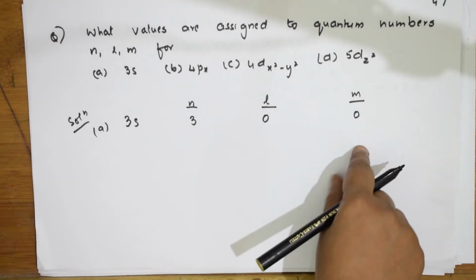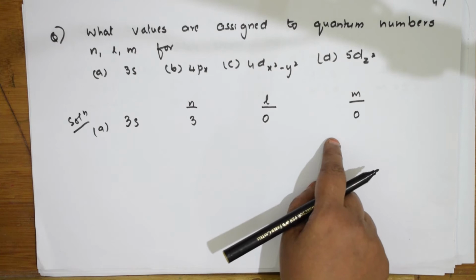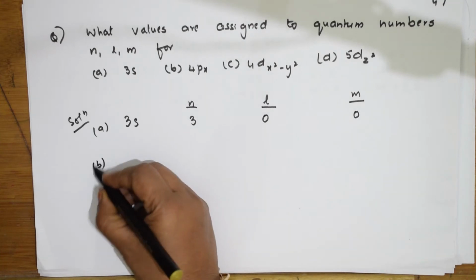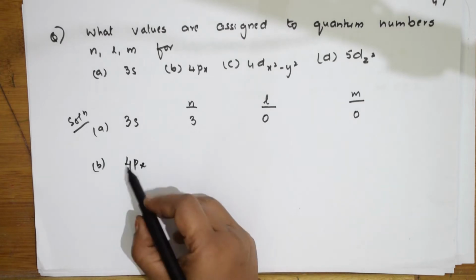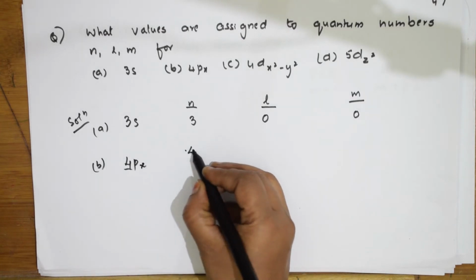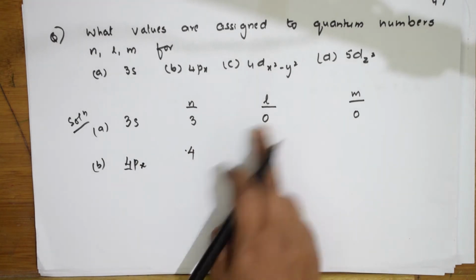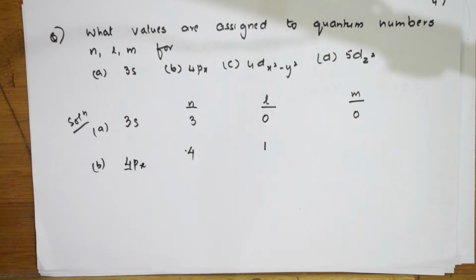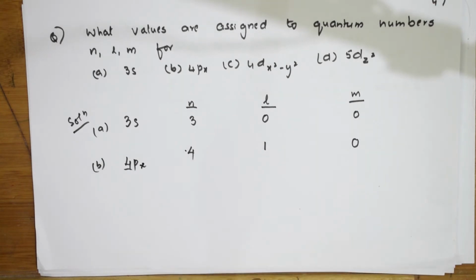I did this quantum number concept earlier, please watch that video, otherwise it will be a confusion for you all. Here in the second case, we have 4px. Again, this is the principal quantum number, n is equal to 4. Now what did I say? For s, the l value is 0, for p, the l value is 1, right? So the m value, again it is 0.